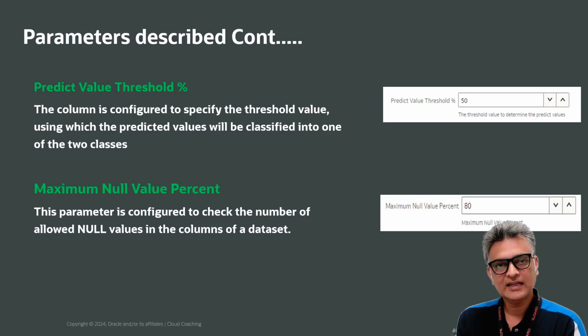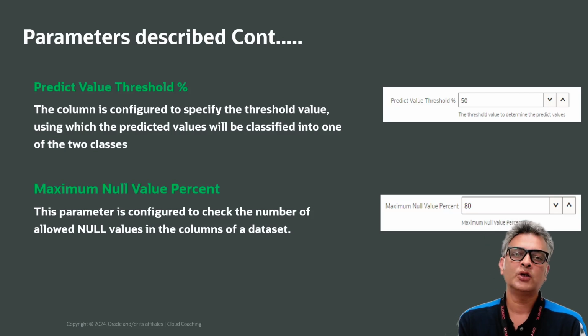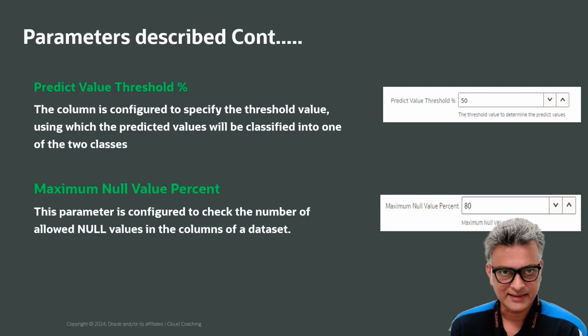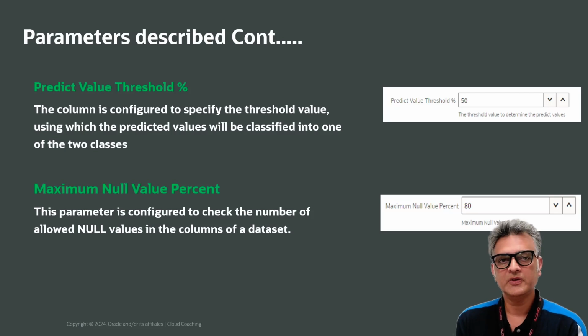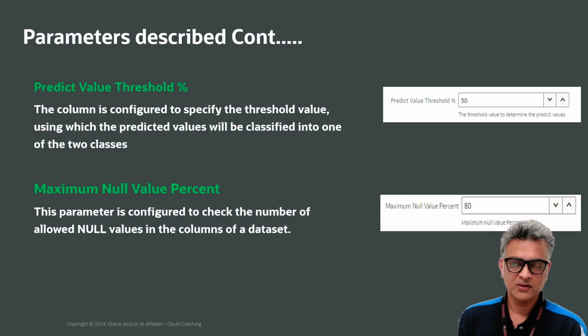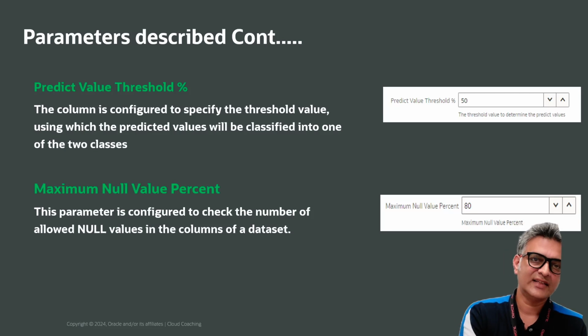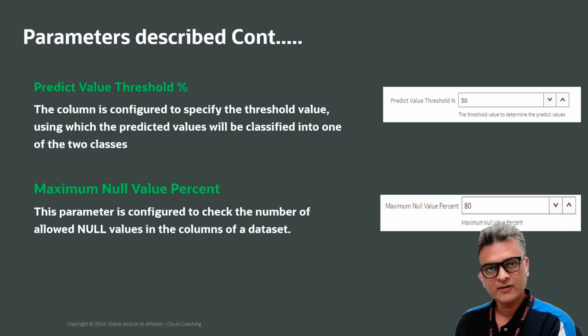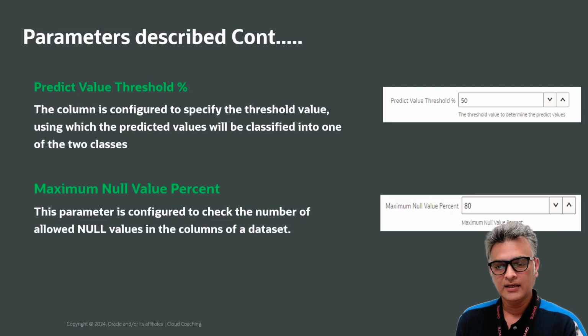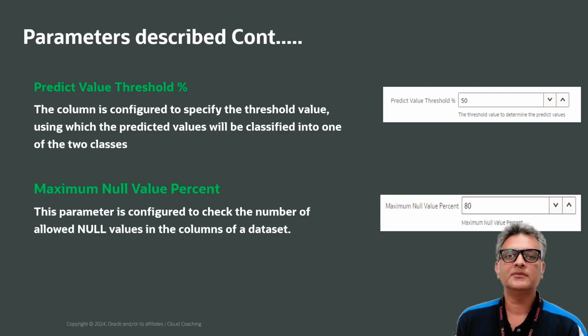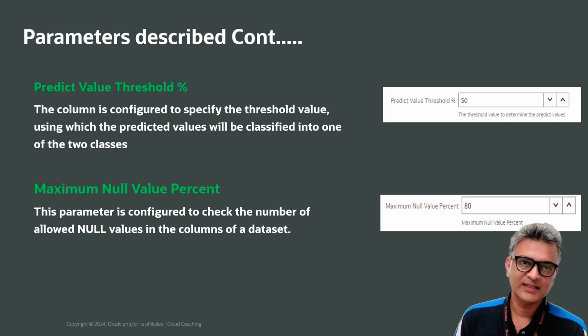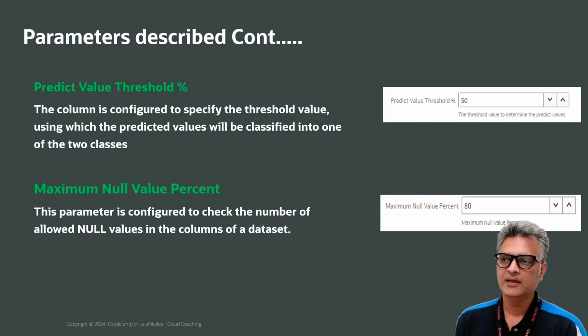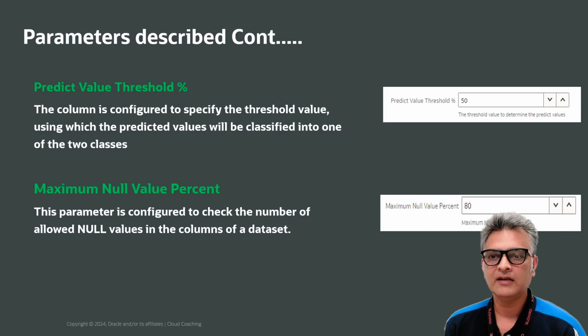If it is less than 50%, it would treat it as the non-primary class within the data set. So this is very helpful because all the time 50% might not be the requisite threshold. Sometimes we might have to go with higher values and sometimes lower values based on the data set and the population of that data set in terms of the output values of the target column. Okay. The next parameter is maximum null value percent.